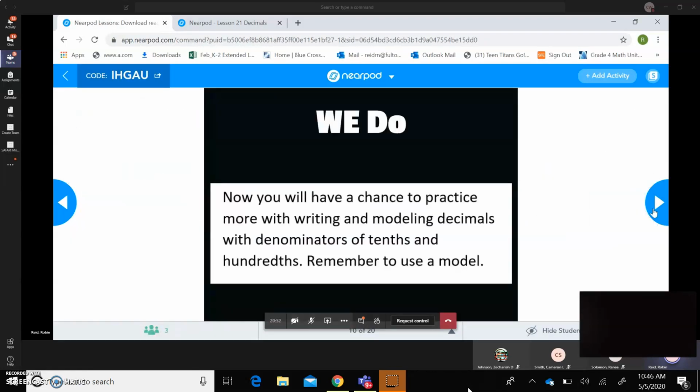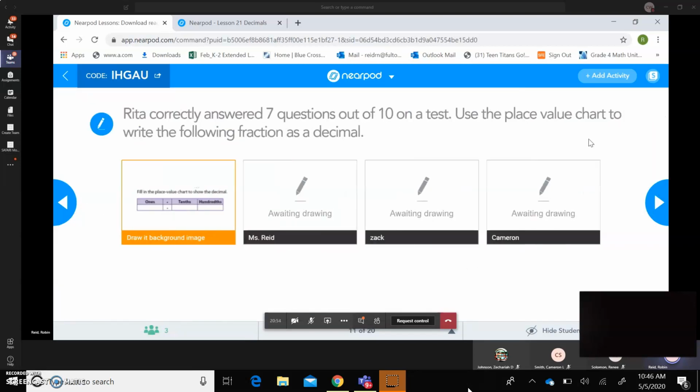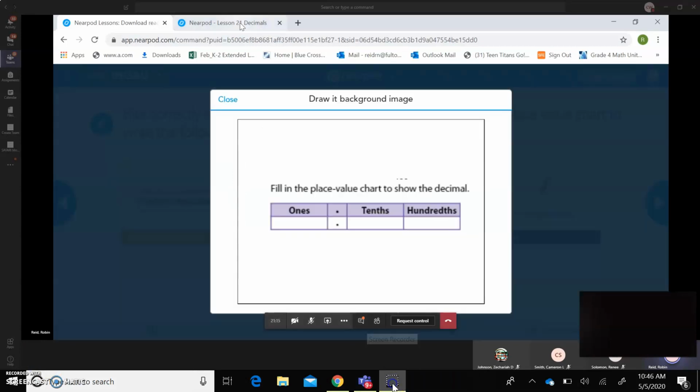Now we're going to practice. Alright, I need everybody to participate, and I need everybody to model, drawing the same as mine. Reader correctly answered 7 questions out of 10 on the test. Use a place value chart to write the fraction as a decimal.